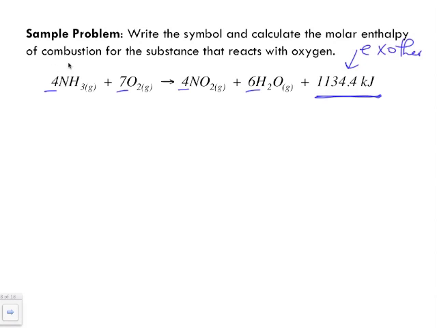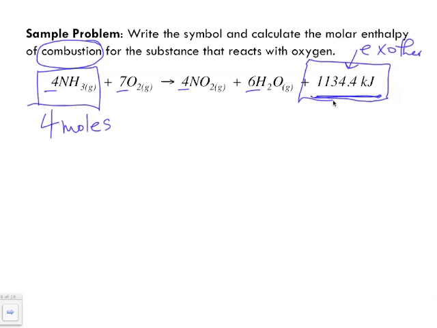So now the thing is, this question says combustion. So what is combusting in this equation? This is what's combusting. However, we have 4 moles, right? And this value here is based on 4 moles. So we want the molar enthalpy. This is not the molar enthalpy. This is the delta H. This is the change in enthalpy. We want the change in enthalpy based on a combustion reaction. And based on a combustion reaction, we are always referring to this in terms of 1 mole.